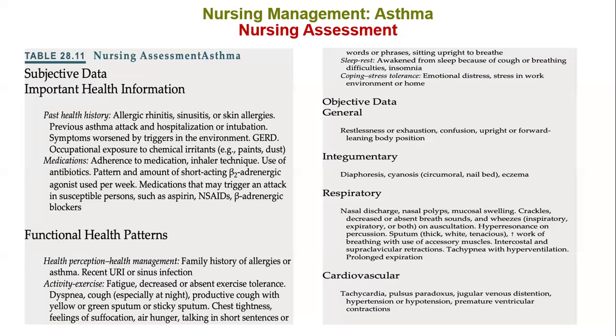You may see sputum that is thick, white, and tenacious, increased work of breathing with use of accessory muscles, and intercostal and supraclavicular retractions. Tachypnea with hyperventilation and prolonged expiration. You may see tachycardia and also jugular venous distension and so on.